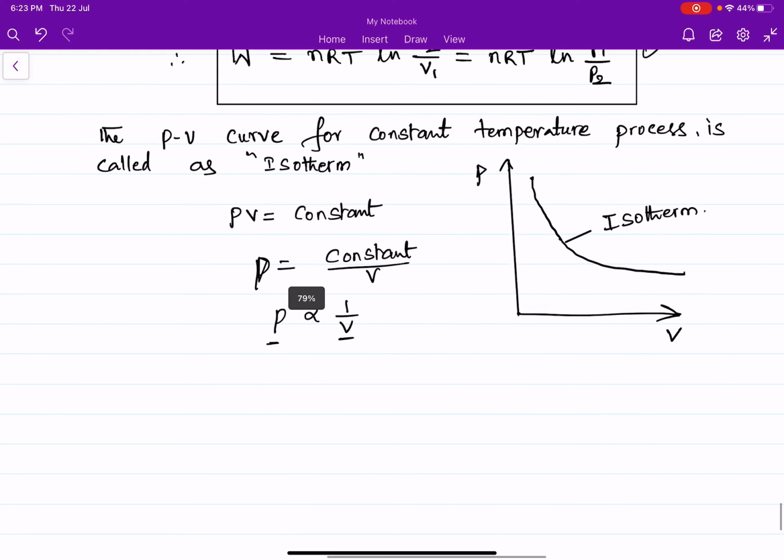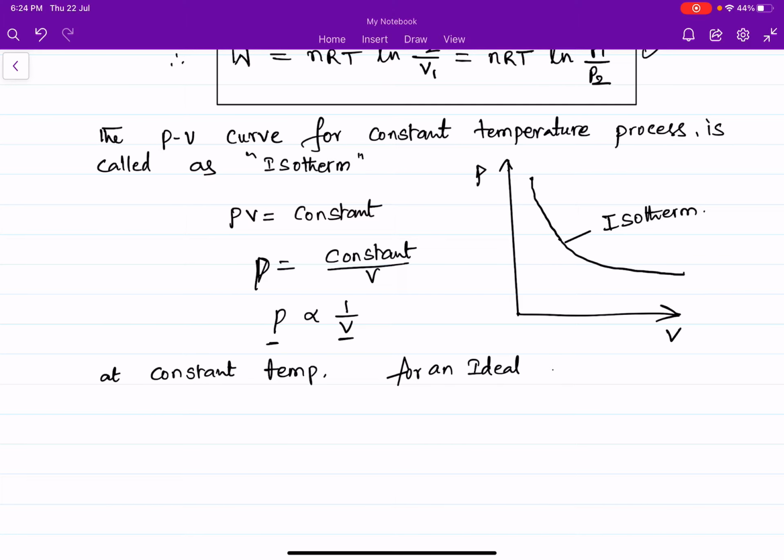Okay, now at constant temperature, this process is going on. As temperature is constant, we know that the internal energy of an ideal gas depends only on temperature. So as temperature is constant, internal energy is also constant. That means the change in internal energy is equal to 0 in this case.